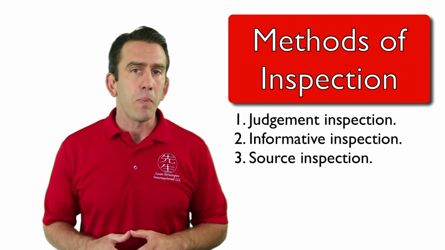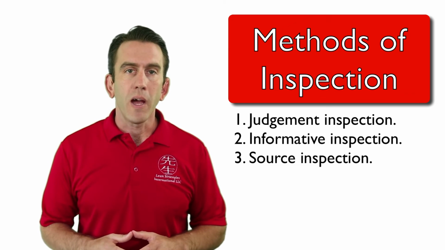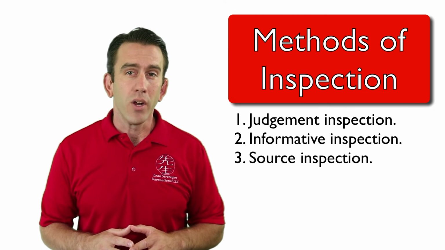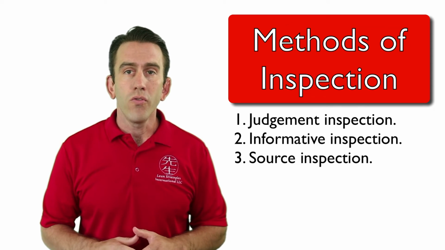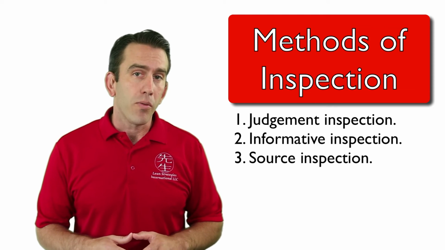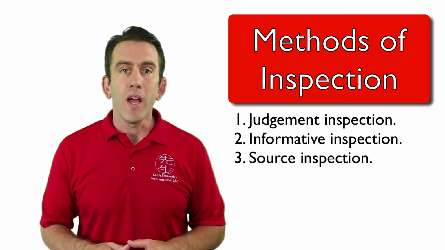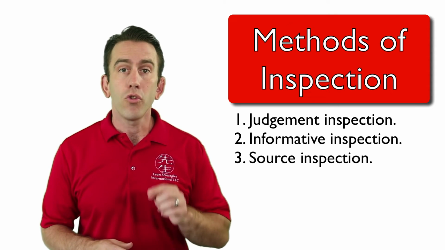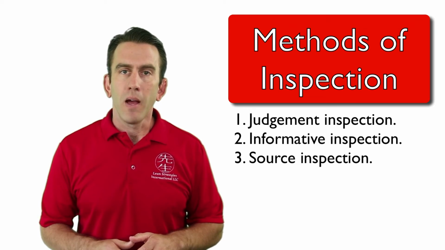Also, recall that there are different types of inspection. We have judgment inspection, informative inspection, and source inspection. In most cases, and if possible, you want to shoot for source inspection. But if source inspection is not a possibility, or you cannot think of a way to move your poka yoke to the source, then begin with informative inspection methods.